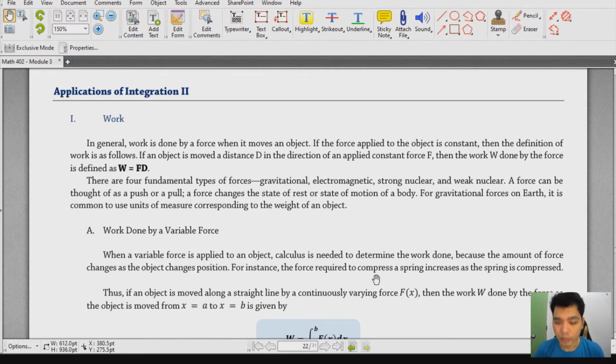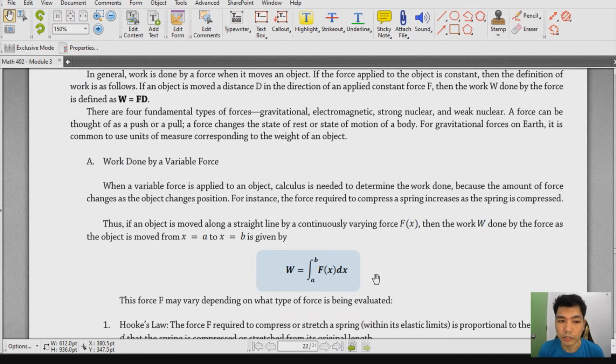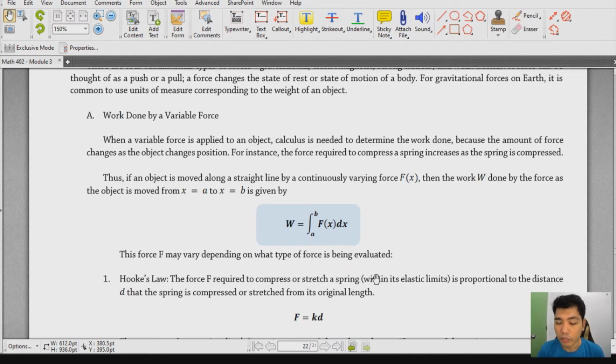What happens when we need to determine the work of a certain material, knowing that it has a variable force? That's what we'll be dealing with in these discussions. And for A, we have Hooke's law, or work done by a variable force. So under that would be Hooke's law.